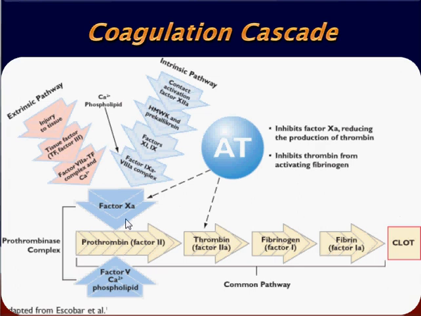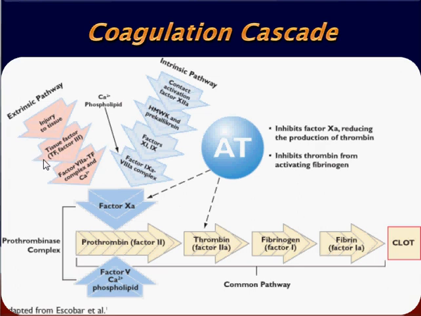Now, how does factor 10A come? Factor 10 is available in the body, in the blood, and this 10 has to be activated to 10A. That can occur through two pathways. One is called the extrinsic pathway, the other is called the intrinsic pathway. In the extrinsic pathway, when there is an injury to the tissues, tissue factor or factor 3 is released.